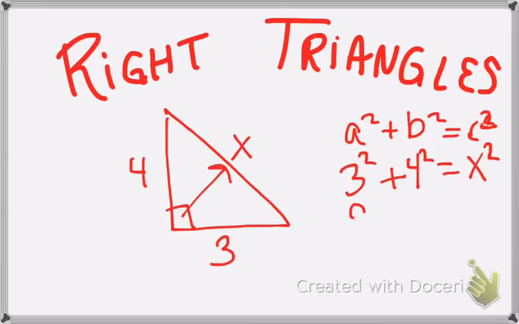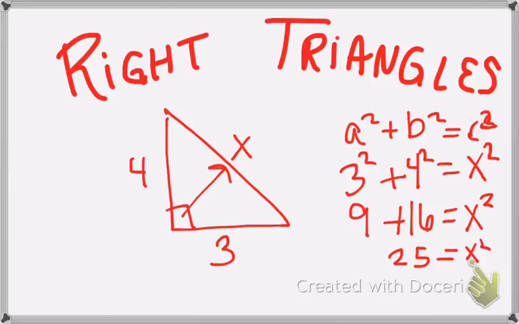So I know 3 squared is 9, 4 squared is 16. When I add them together, they equal 25. And the opposite of squaring is square rooting. And y'all know the square root of 25 is 5. So the hypotenuse is 5.